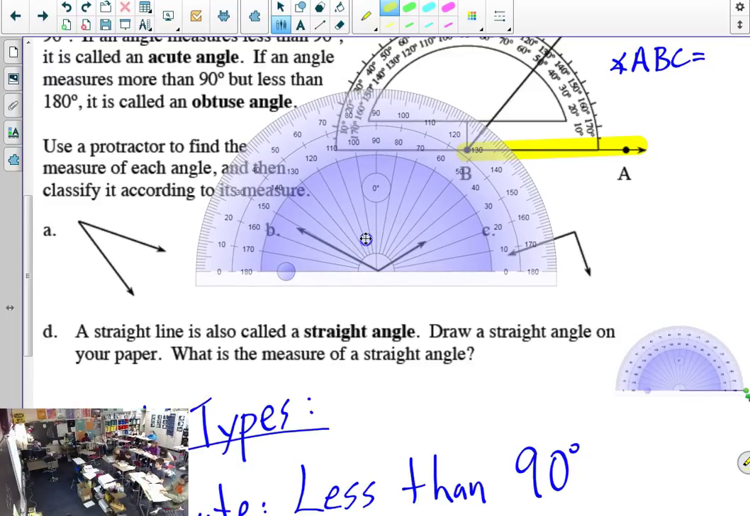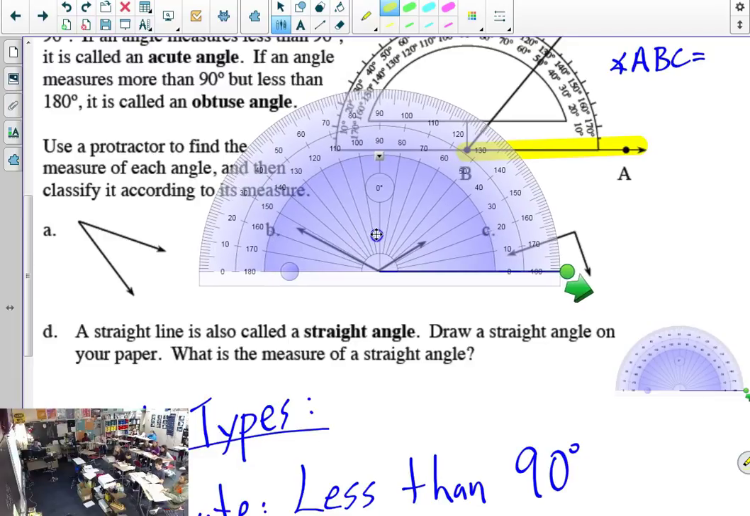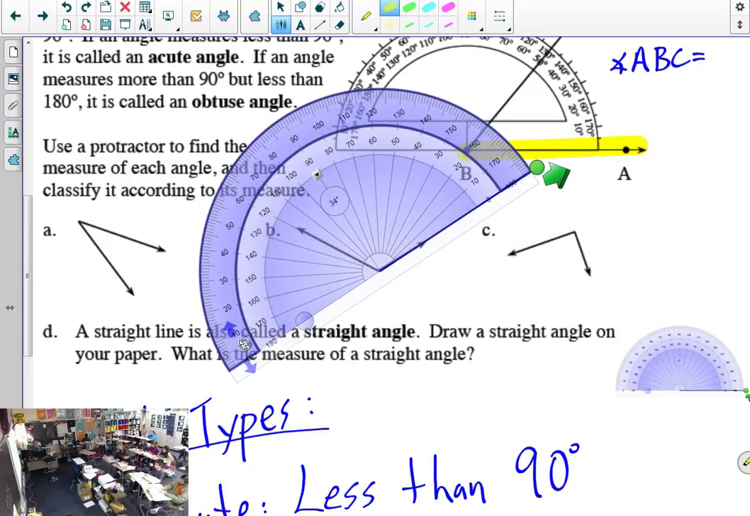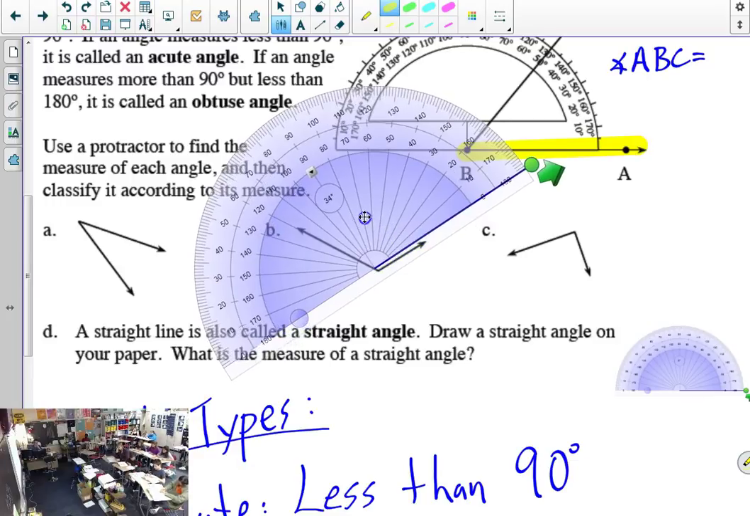What's wrong with how I'm lined up right now? Liam? Does your degree line isn't lined up with one of the rays? 0 degree line isn't lined up with one of my rays. So I need to turn my entire protractor so that my 0 line is lined up with one of my rays. Now, make sure you're perfectly on your vertex.